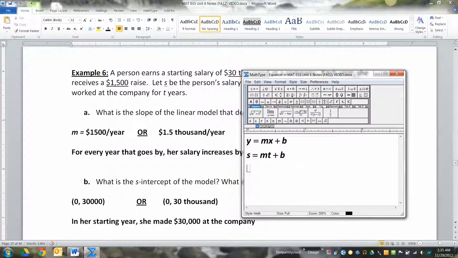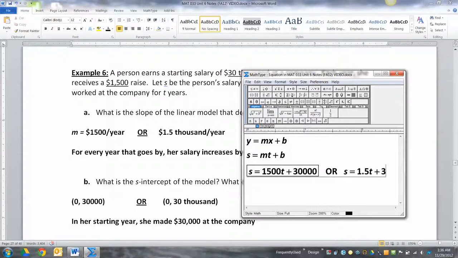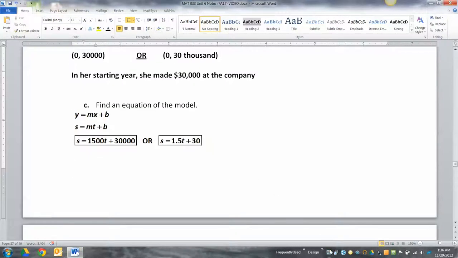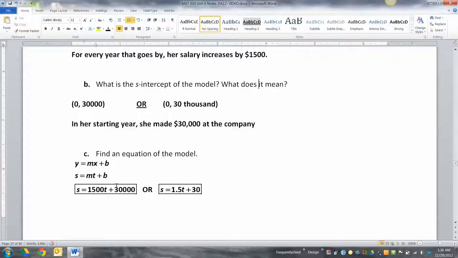All right, well, we already figured out what m was, and again, it's up to you guys. I'll do it this way. s equals 1,500t plus 30,000. That's one way you can write this equation. Or, this is totally valid, you could write s equals 1.5t plus 30. That will also work. As long as you're consistent, life will be grand. You still have your slope times t, your variable here, plus your intercept.